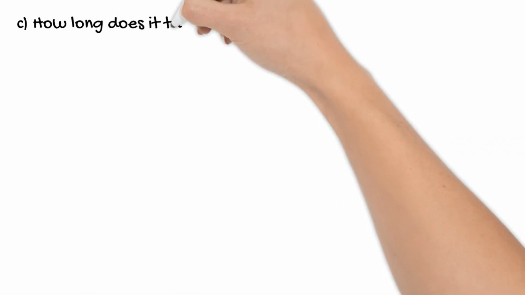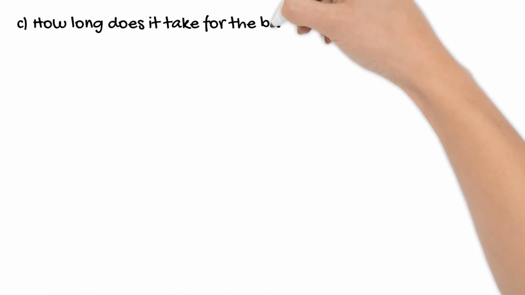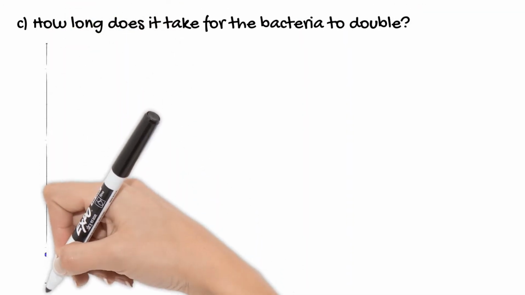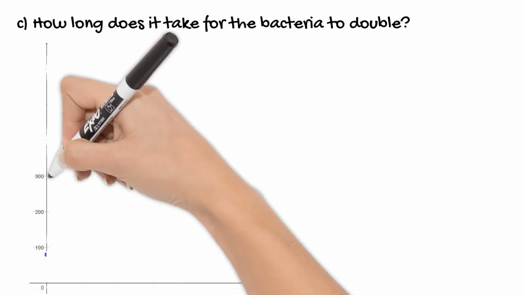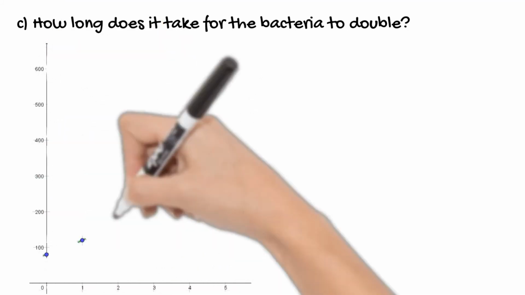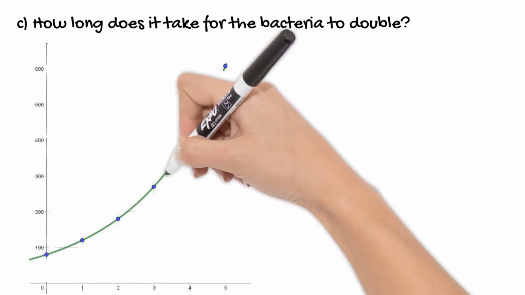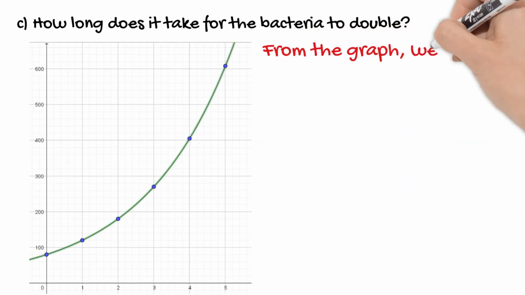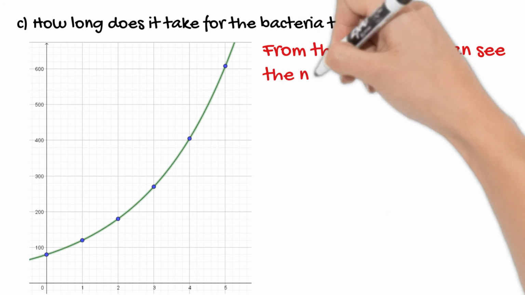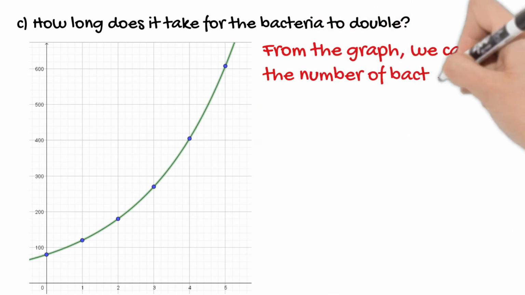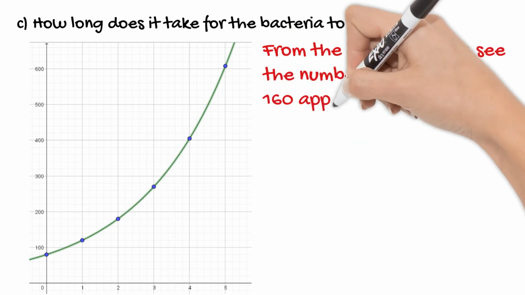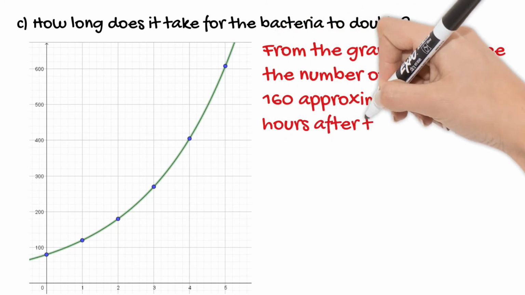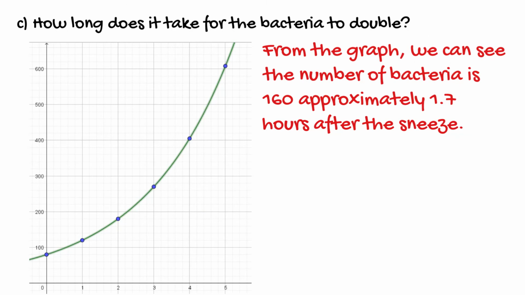Then we're asked to work out how long it takes for the bacteria to double. We know the number of bacteria as soon as the sneeze happened was 80, so the number of bacteria we're going to be looking for is 160. We can just look at that straight off the graph. Because we're looking at it off the graph, it may be a bit of an approximation, but looking at my graph here, when the number of bacteria is 160, my hours is about 1.7. So the number of bacteria has doubled after 1.7 hours.